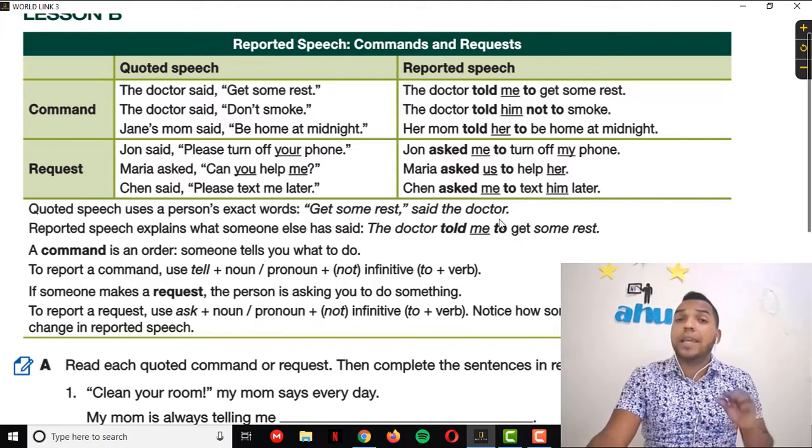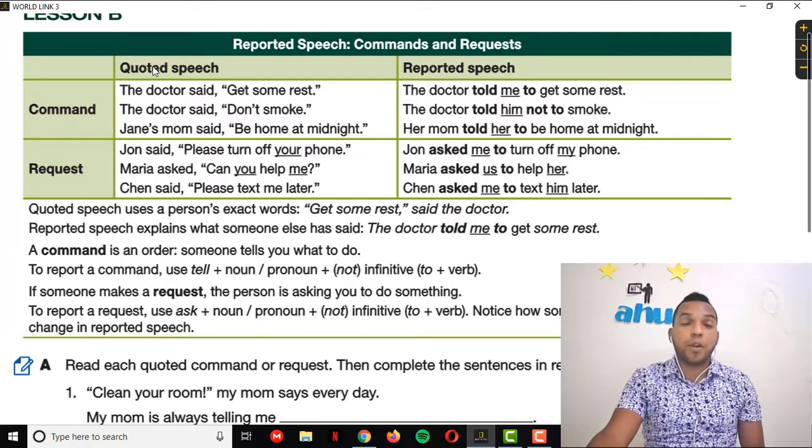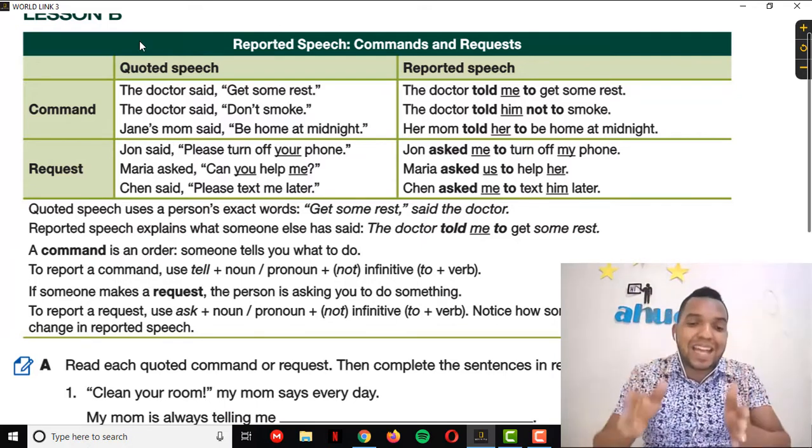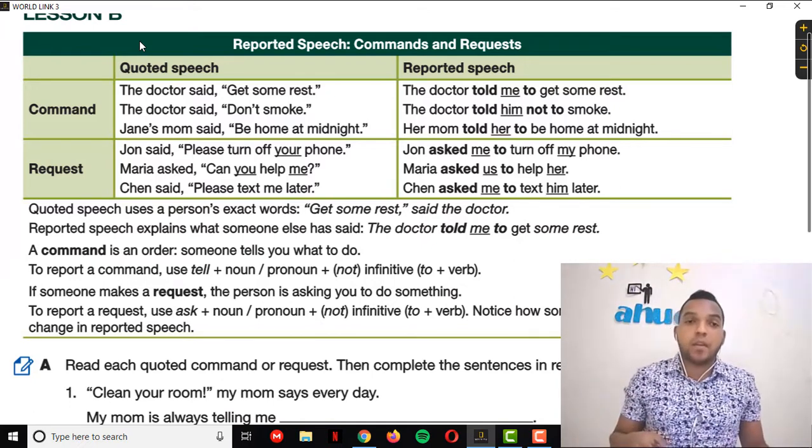This is used a lot in studies, in writing, when you are writing a story. So they say the exact words. In a command, in the quoted speech, they say, the doctor said, "Get some rest." The doctor said, "Don't smoke." Jane's mom said, "Be home at midnight." So in the quoted speech, they say the exact words or the exact sentence that the other person said.